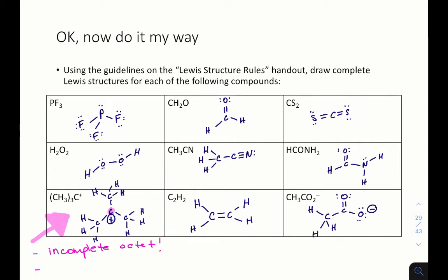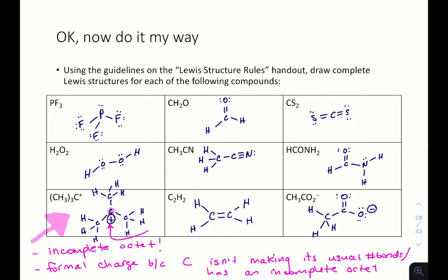And that's why there's a formal charge. So see, there's a positive formal charge on carbon here. There's a formal charge because carbon is not making its usual number of bonds, and it has an incomplete octet. You see the same thing over here for the acetate ion. In the acetate ion, I've indicated a negative charge on this oxygen that is not making its usual number of bonds. It has 3 lone pairs and 1 bond. Both of these cases are the right structures.